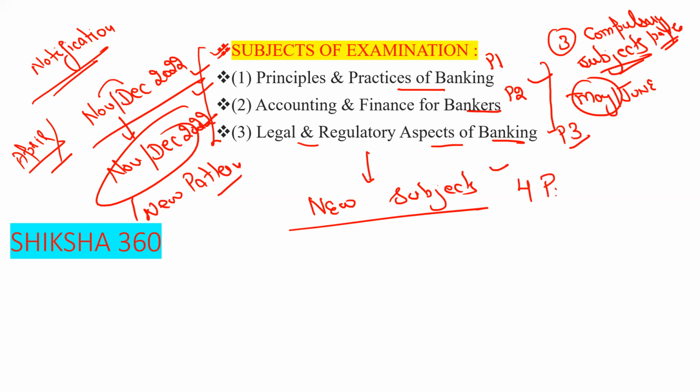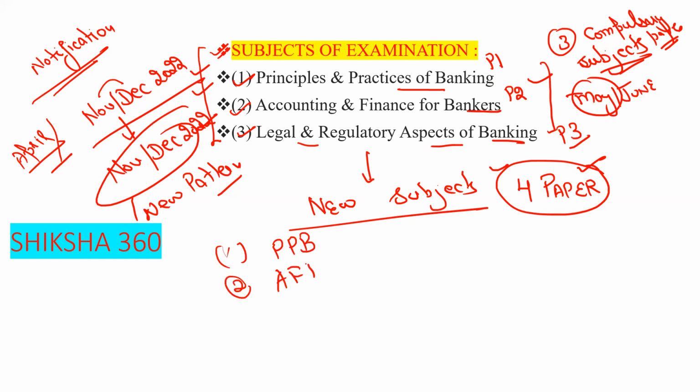Now there are basically 4 compulsory papers under the new syllabus. Out of the above, first is PPB, principles and practices of banking. Second is AFB, accounting and finance for bankers. Both these papers are the same, and they eliminated the third paper, legal and regulatory aspects of banking, in the new syllabus. So basically two new papers are added.